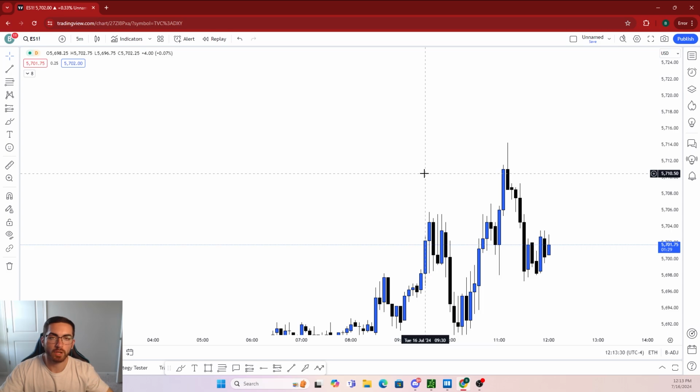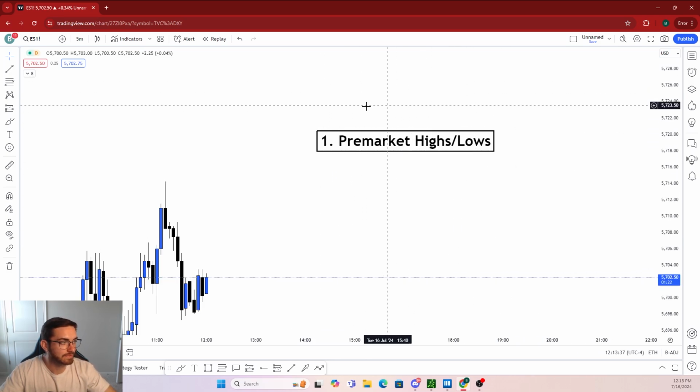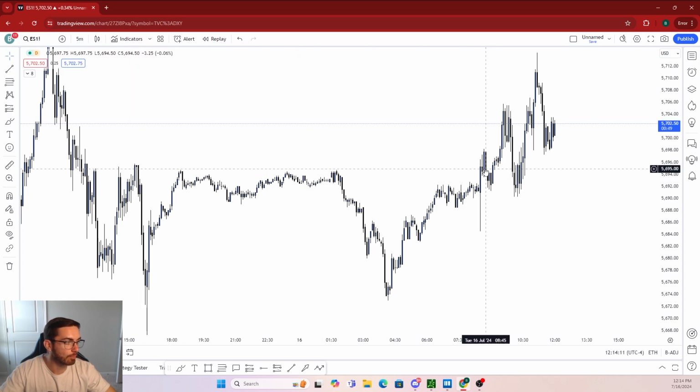But there are three different components that we need to look for in this setup. The first one being the pre-market highs and lows. So what I mean by pre-market highs and lows is anything after the market closed the previous day and the open of the current day.